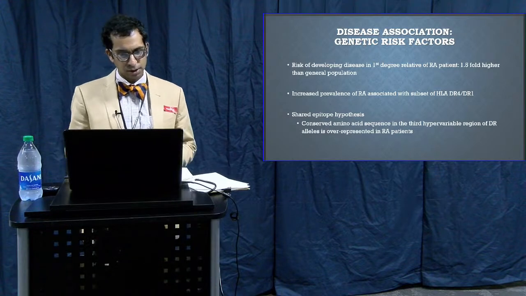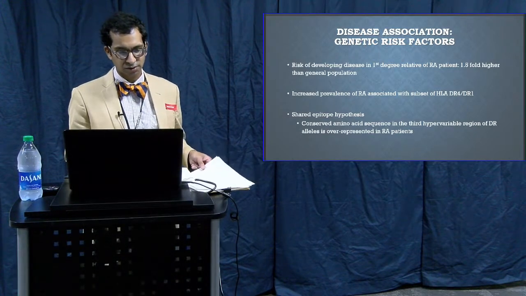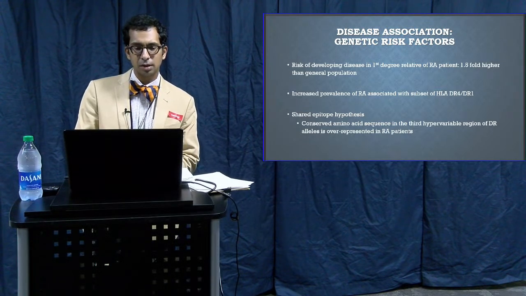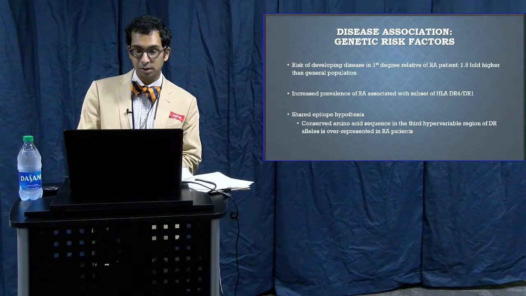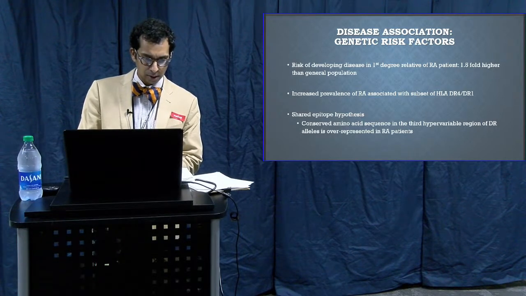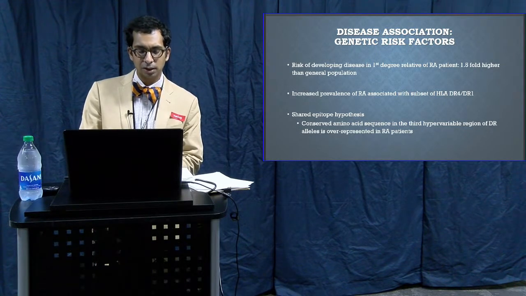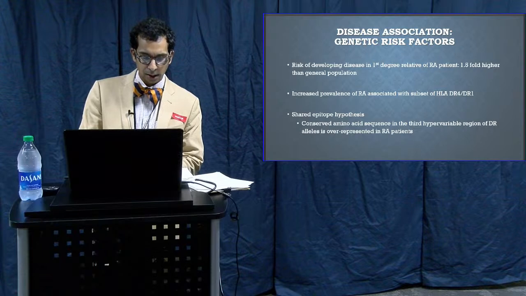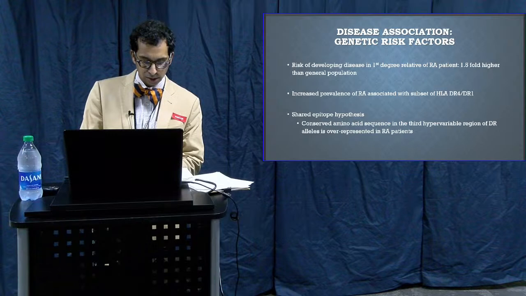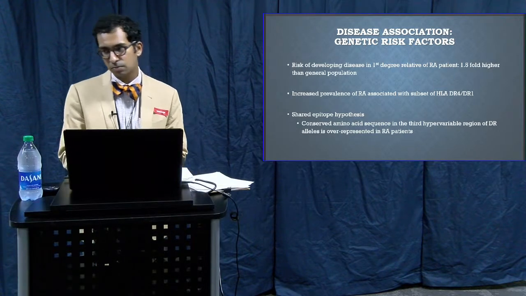When we're talking about disease associations and genetic risk factors, the risk of developing this disease in first-degree relatives is about 1.5-fold higher than the general population. And the most potent genetic risk for rheumatoid arthritis is conveyed by certain MHC alleles. And so we know there is an increased prevalence of RA associated with a subset, the DR4 and DR1 HLA alleles, and that gets to this hypothesis of the shared epitope.